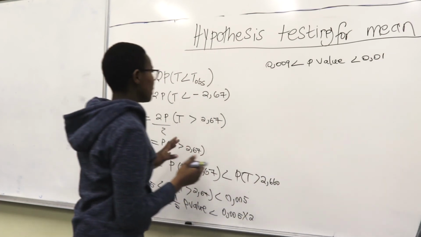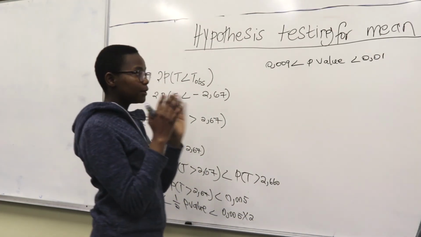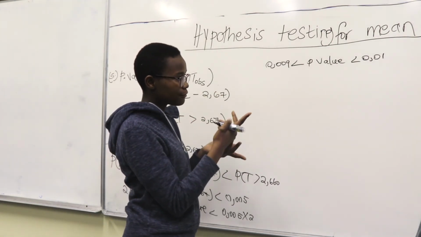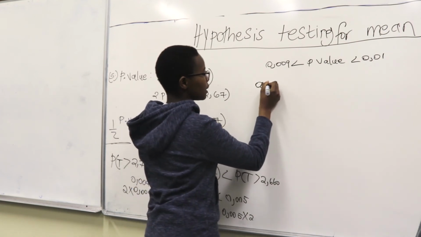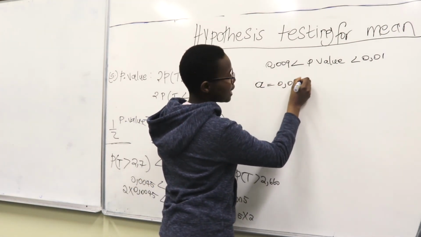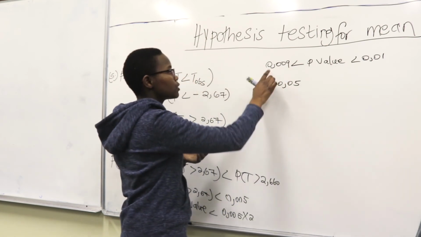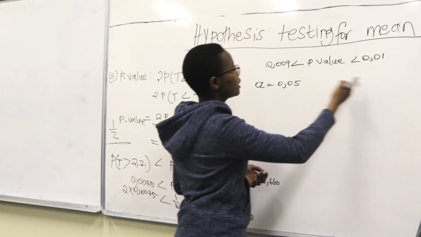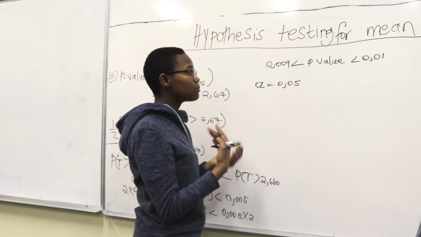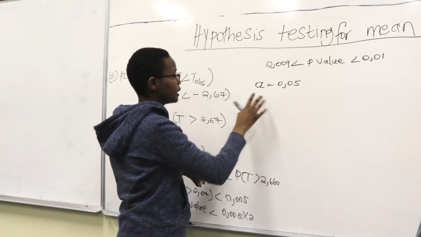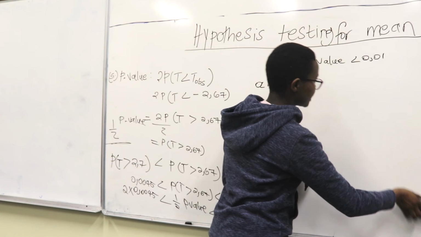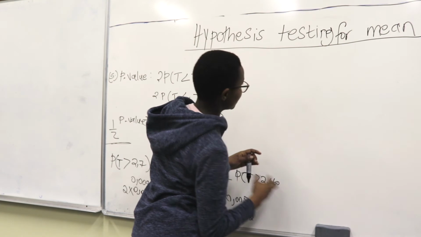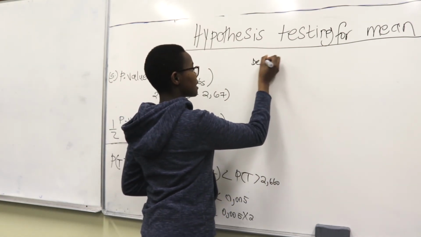Previously, the significance, which was your alpha, was 0.05, and now your p-value is between 0.009 and 0.01. Which means that your p-value is actually smaller than your alpha. So we reject. Okay, so now we're going to our decision. This is our last step.